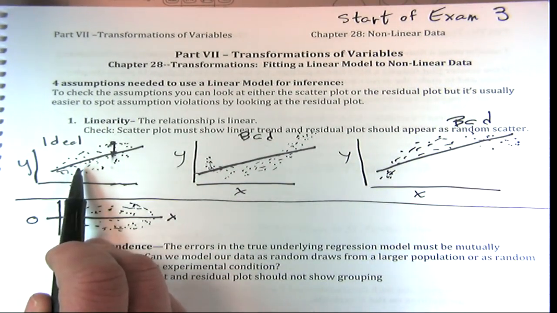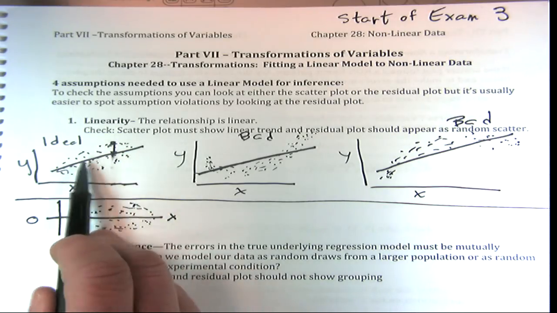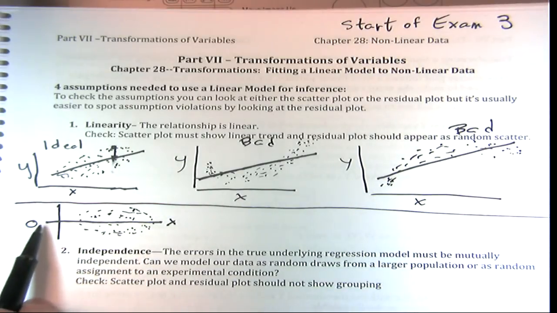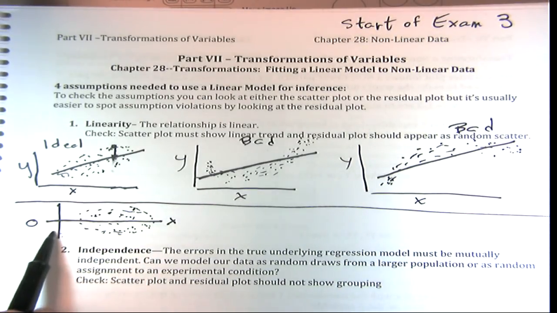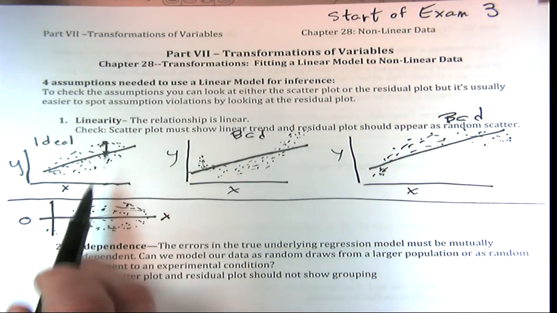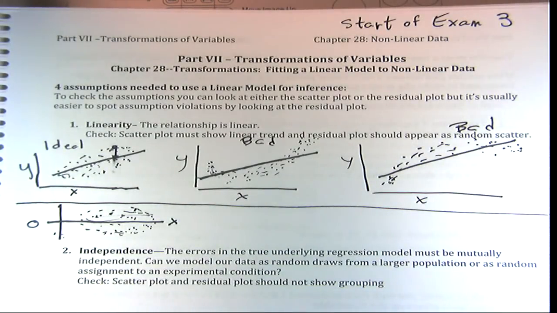So let's say there were very small errors relative to the x and y's. Well, then this axis can expand those errors, and so you can see a pattern that you might not be able to see when you look at x and y. And that's a problem in your homework.